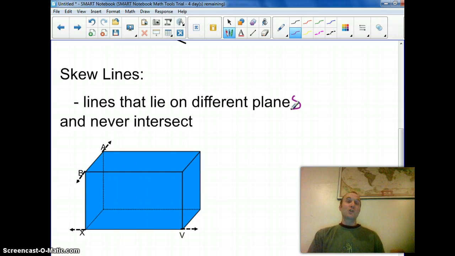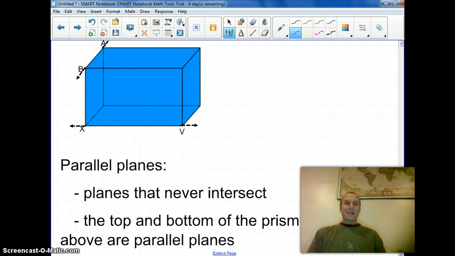So parallel lines and skew lines do not intersect. But there's a very important difference, which is parallel lines are on the same plane, skew lines are not. And last thing we had talked about, actually one of the first days of school this year, is that there are parallel planes. These are planes that never intersect. So if you're looking at the prism from above, that's the top and bottom of the prism. Those are parallel planes, or the left and the right, or the front and the back. Those will never intersect one another.